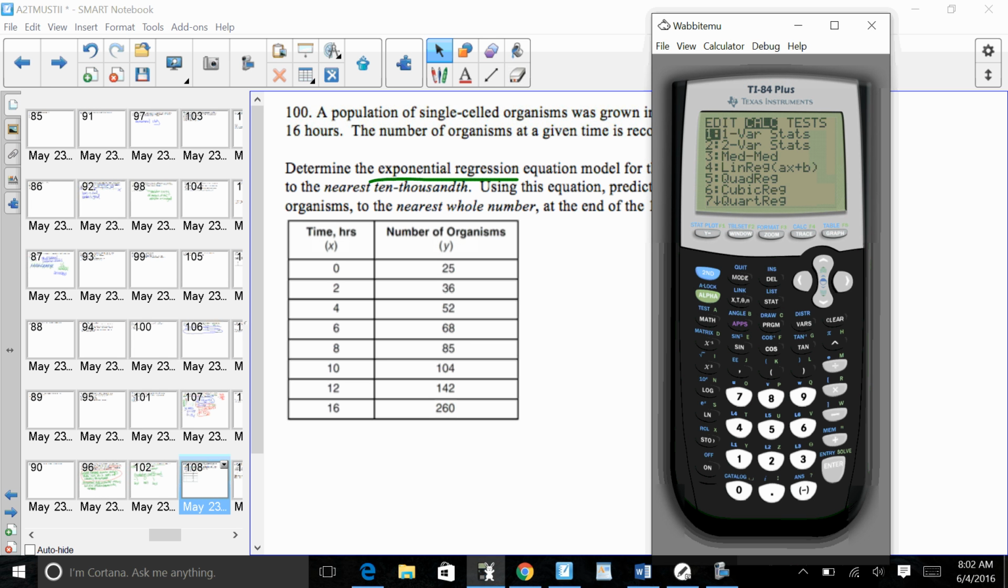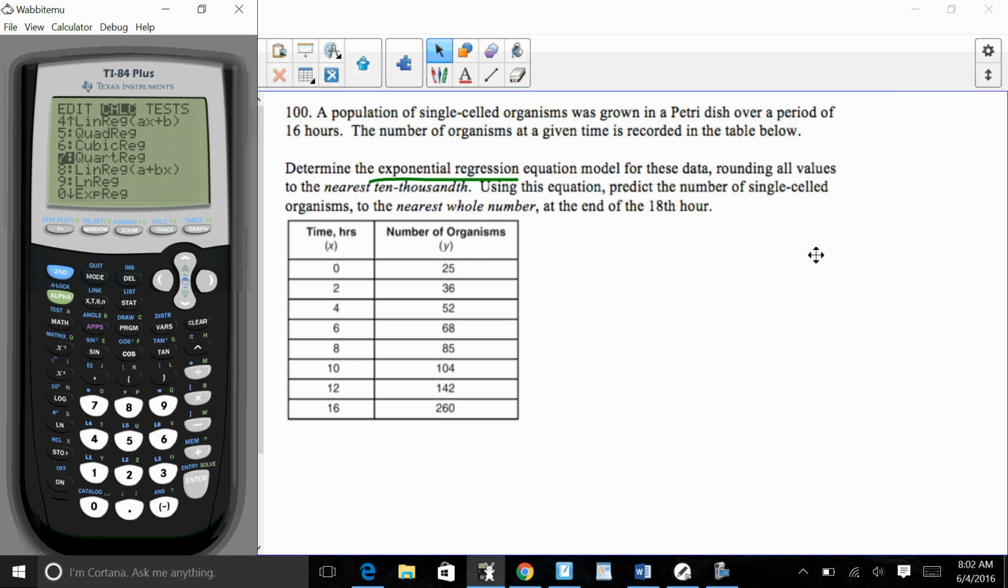Stat, calc, because it wants exponential regression, I scroll down to 0, which is exponential regression. Let's just talk about everything here. 4, we said, was linear regression, which is common. 5, quadratic regression, don't expect to see that. 6, cubic regression, don't expect to see that. 7, quartic regression, don't expect to see that. 8, again, is linear regression, but we don't need to use that one. 9 is very important. 9 is logarithmic regression. They only asked it once, but you could see it.